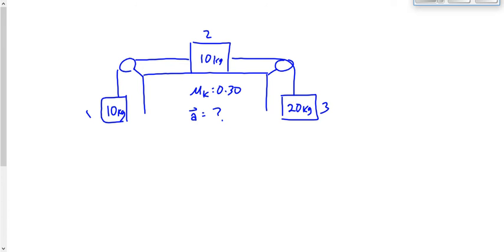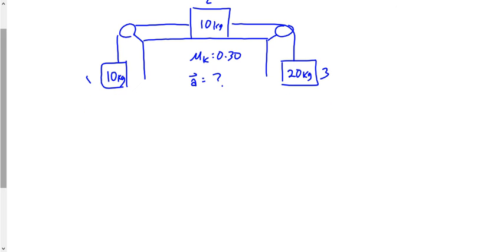One of the things that we probably should do with this one, it's not critical, but not a bad idea, is straighten it out. So if we do that, we have a 10-kilogram object like this, another 10-kilogram object like this, and a 20-kilogram object like this.